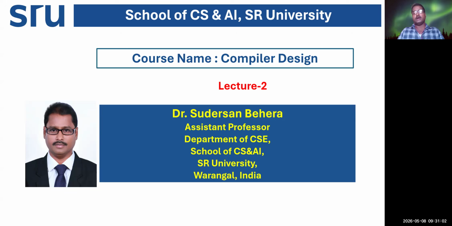So as we know, a compiler has multiple phases. The first phase of the compiler is lexical analysis. The second phase is syntax analysis. The third phase is semantic analysis. The fourth phase is intermediate code generation. The fifth phase is code optimization. And the sixth phase is code generation. Additionally, two other phases are there.